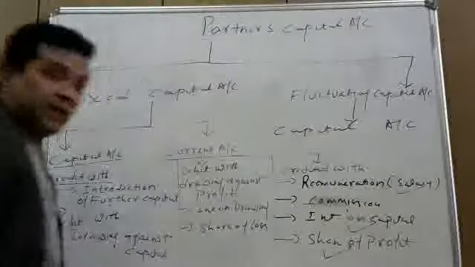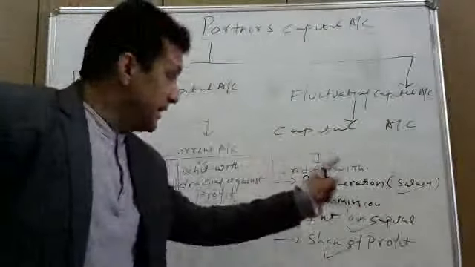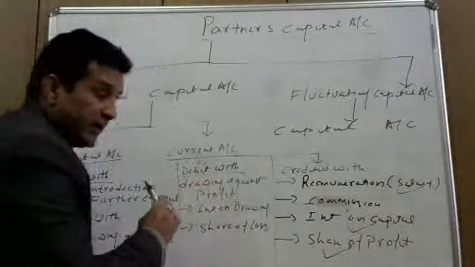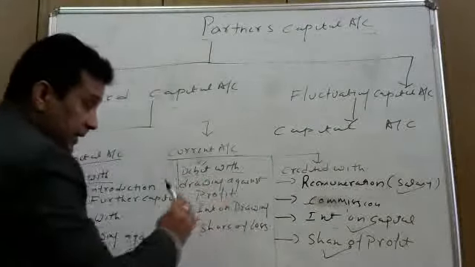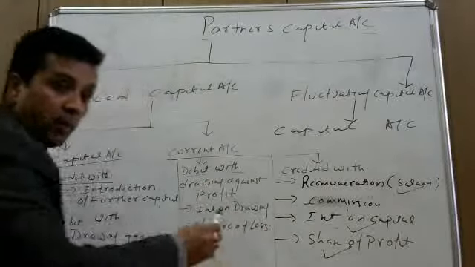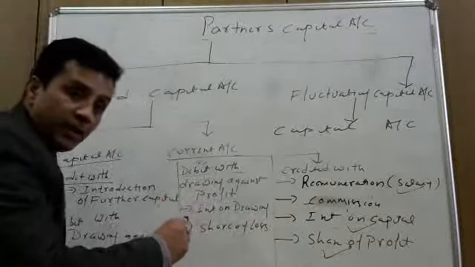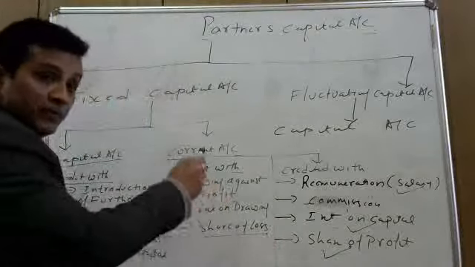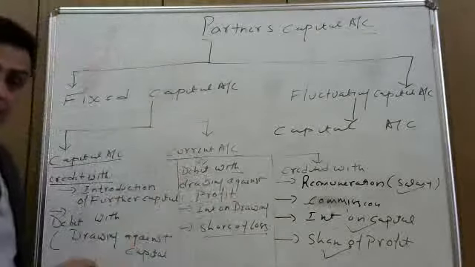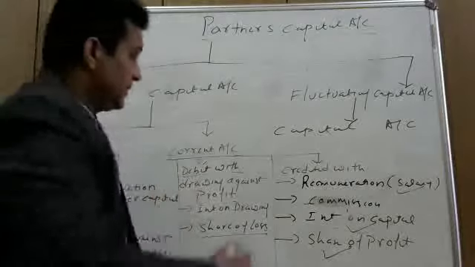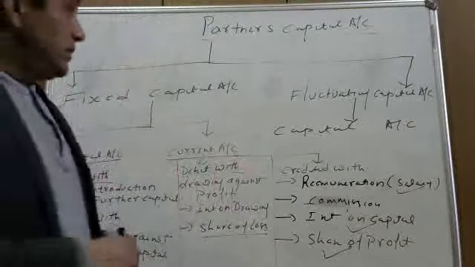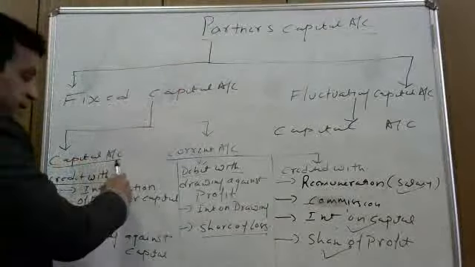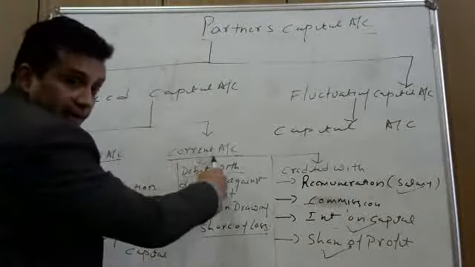If he gets all these things, his account is credited, and it is debited with drawings against profit. If he withdraws money out of profit, interest on drawings, the amount he needs to pay on his drawings, and his share of losses, these are the things by which his account is debited, meaning decreased. Now, this is the first one. So under the fixed capital method, we need to prepare two accounts. The first one is called capital account, the other one is called current account.